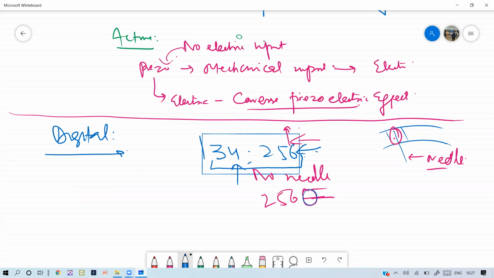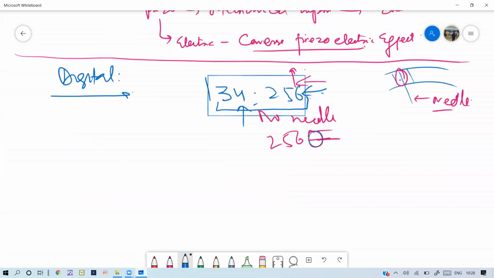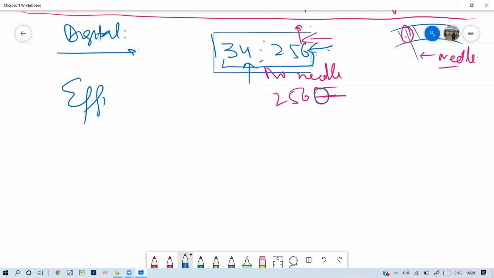So these two have errors. The error lies in the efficiency of analog to digital converters, because they convert the varying input analog signal to digital. So they too have errors. That is how we can guess about the errors in the case of digital scales. Okay.